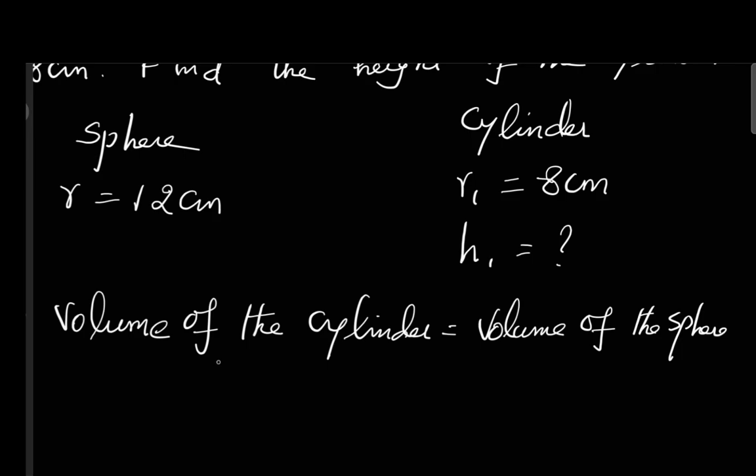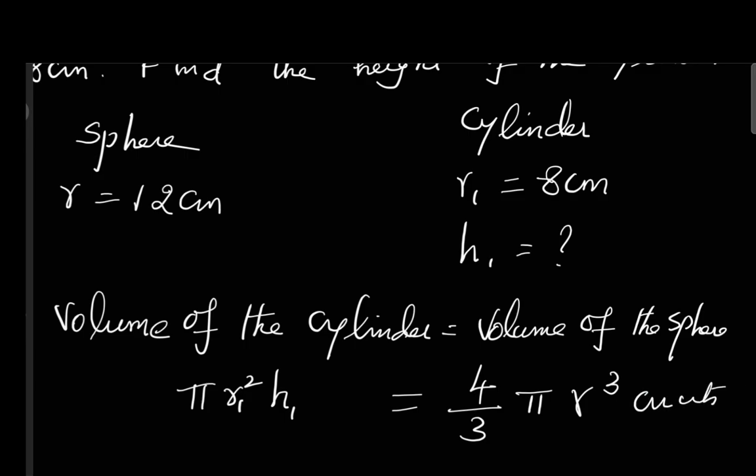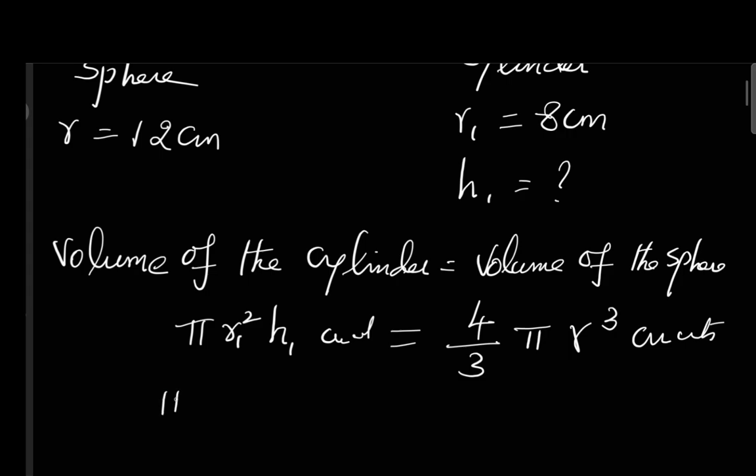So what is the volume of the cylinder? Pi r squared h. Here I have taken r1, so take r1 and h1. Volume of the sphere is 4 by 3 pi r cube. Both are cubic units, so don't substitute for pi. Keep pi as it is.